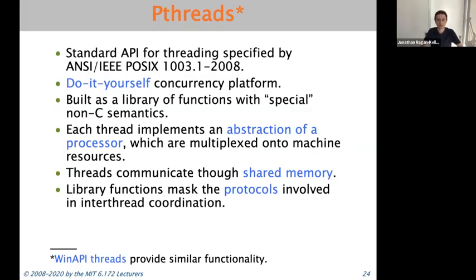And in pthreads, like in all of these things, we have a shared memory abstraction. So the threads communicate by reading and writing values in memory. And synchronization primitives also work by using special instructions to interact with memory. And then pthreads has a bunch of library functions that mask the low-level protocols involved in actually communicating between processors on the underlying hardware.